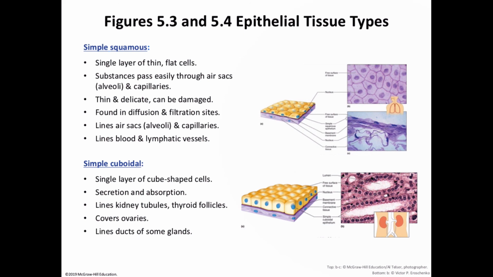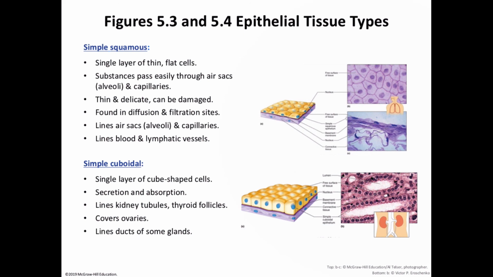So up next is simple cuboidal. So one layer, cuboidal shaped cells. This is epithelium that lines the follicles of the thyroid gland. It covers the ovaries, and it lines most of the kidney tubules and ducts in certain glands. So having gone in this direction, keep in mind that those cuboidal cells typically make up ducts.